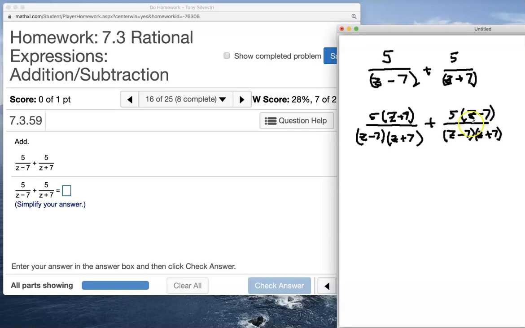Okay, the worst is over. Believe it or not, the worst is over. We can now add the numerators, but to add the numerators, you've got to make sure you multiply these out and multiply these out. You've got to do your multiplications first before you can do any additions.